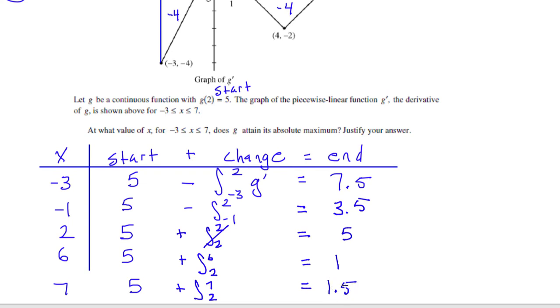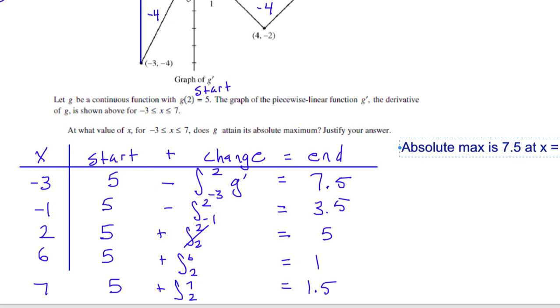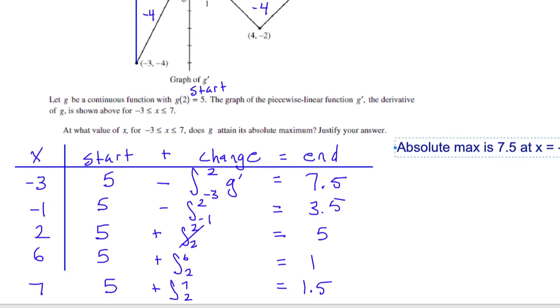I think I have all of those correct. Yeah, okay. And then absolute maximum, which of these is the biggest? That one is biggest. So we type out our answer. We say absolute max is 7.5, and that happens at x is equal to, it was -3, right? Yeah, -3. I can hit enter, so it looks better. Yep, there it is. And that concludes worksheet 10-3.